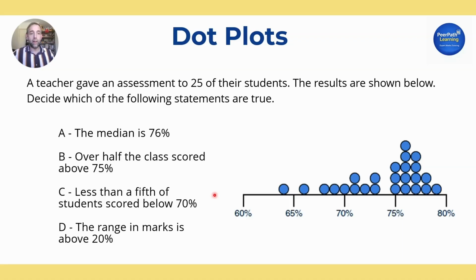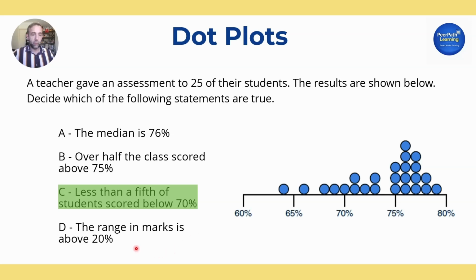Now 4 out of 25, if we try and simplify that, it stays 4 out of 25. So it says less than a fifth. I would recommend that you turn 4 out of 25 into a percentage. So that would be 16 over 100, which is 16%. And 16% is less than a fifth, because a fifth would be 20% or 20 over 100. So again, it doesn't matter if you're going to use fractions to compare, or percentages to compare. That's entirely up to you. But that is true. Less than a fifth of students scored below 70%.